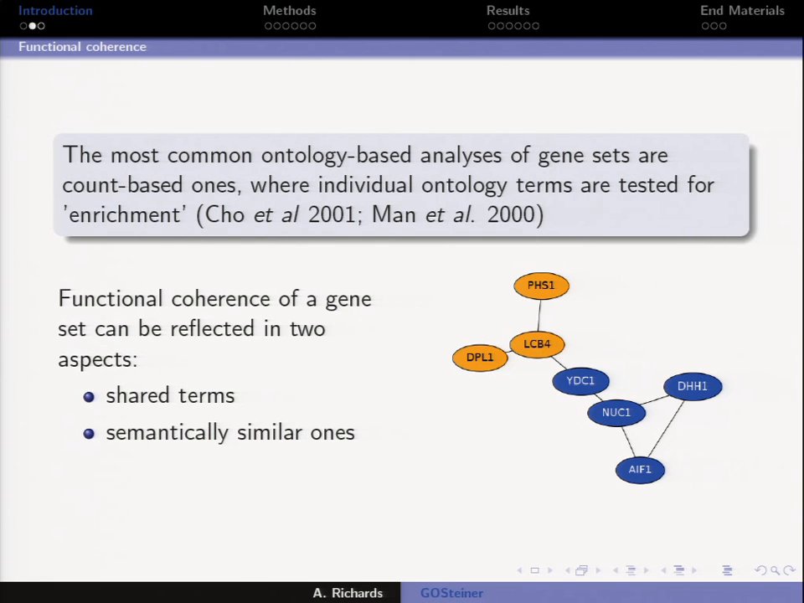When I talk about functional coherence, there are 2 main aspects. One is the annotations that are shared by genes within a given cluster. So maybe the genes in here have apoptosis, and if you see that enough times, then you can say, well, that's one aspect. The second aspect is maybe apoptosis and regulation of apoptosis. These annotations are similar, and we want a method that can take that into account in some way.